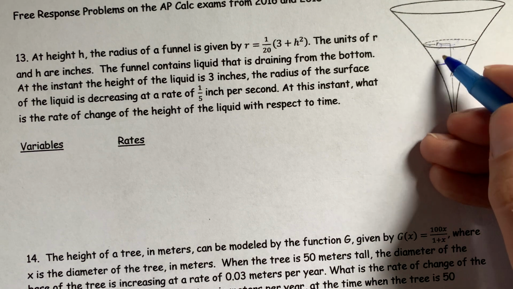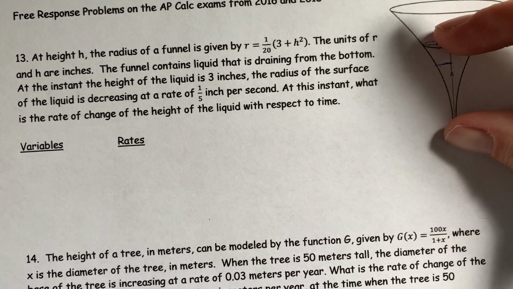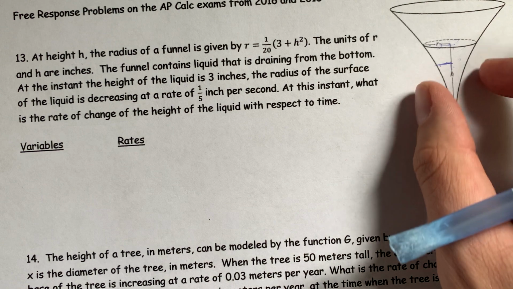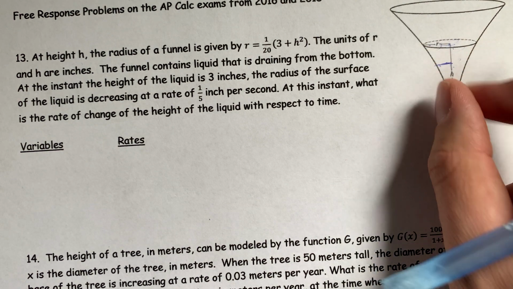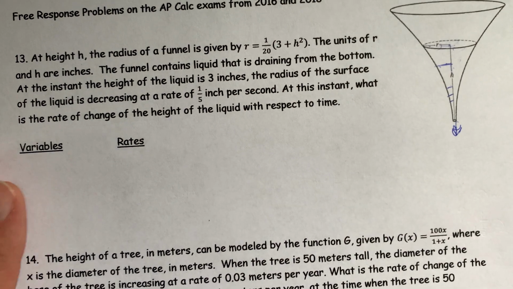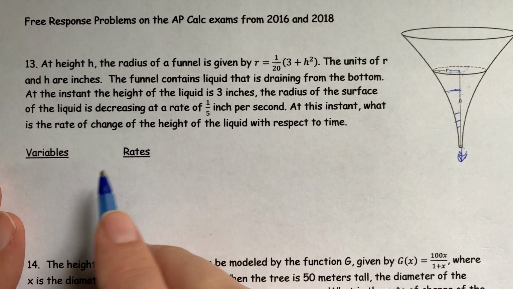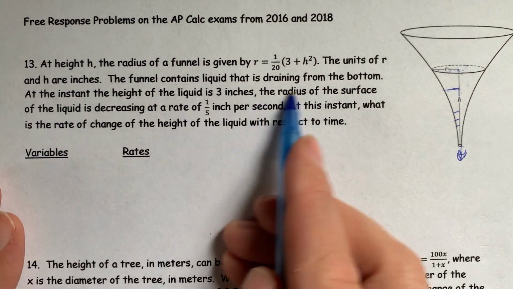And hopefully we can see that dr/dt will be negative, and dh/dt will also be negative, because the height is getting smaller as this liquid goes out, and it's getting narrower as it goes down the funnel. And so the radius is getting smaller as well. So we can see dr/dt and dh/dt would be negative. That's just like looking at it. We're not actually answering the problem yet. The funnel has liquid that's draining out of the bottom.